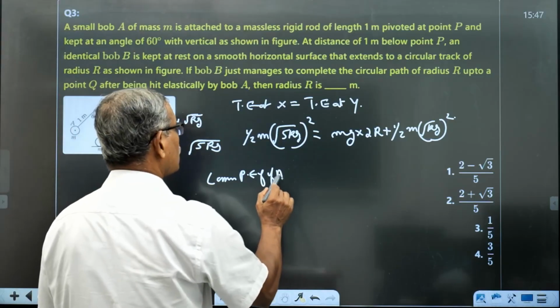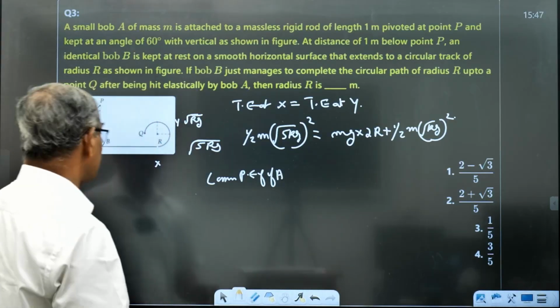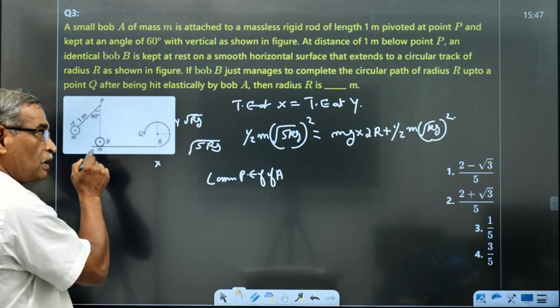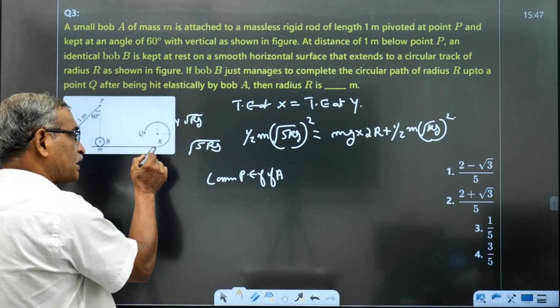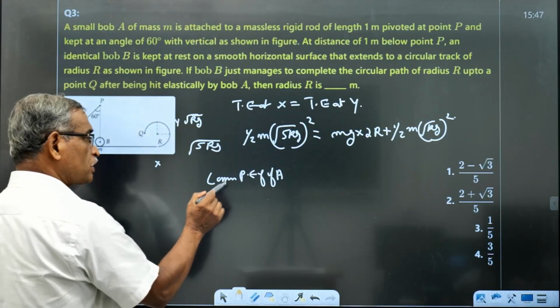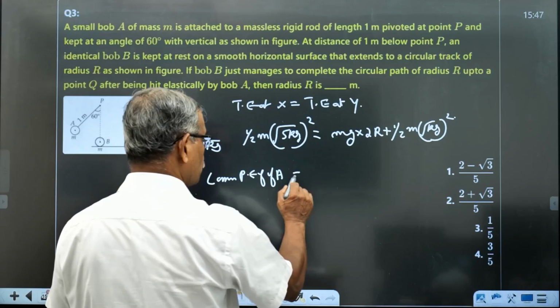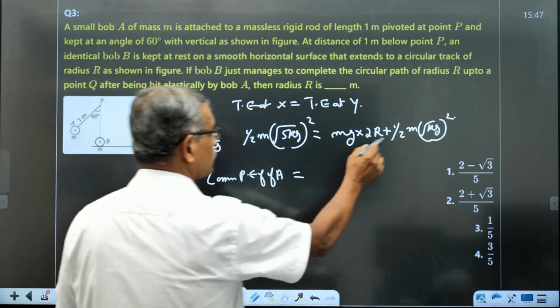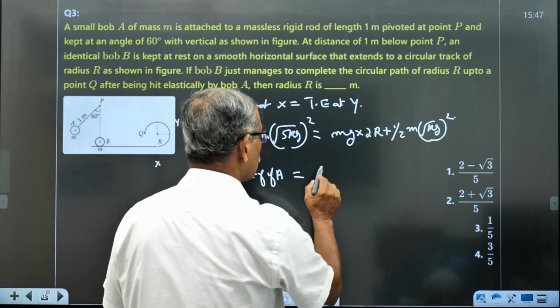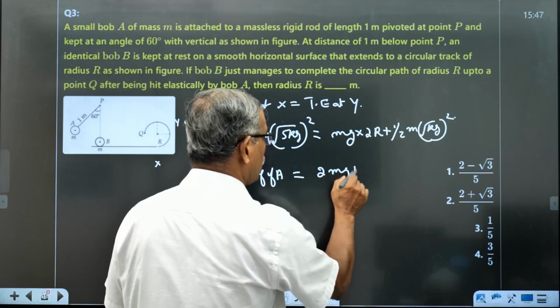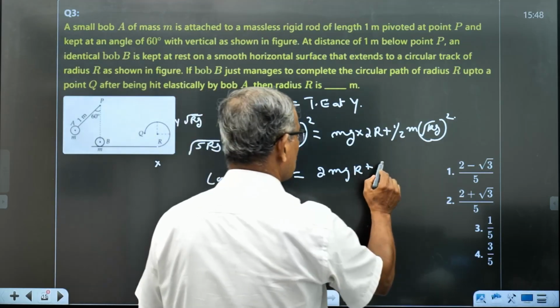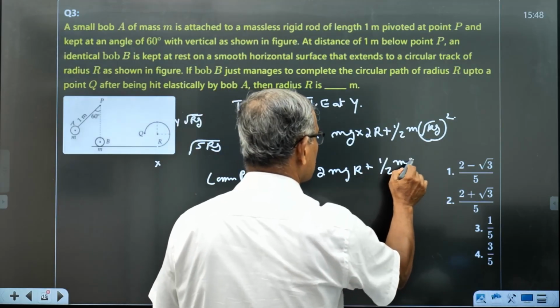of A, which is the gain in kinetic energy of B, which is the same as the gain in kinetic energy here. Therefore, I am saying loss in potential energy of A is equal to total energy here. So I'm doing it as equal to 2mgr plus half mg.